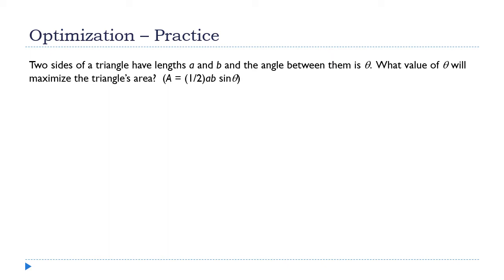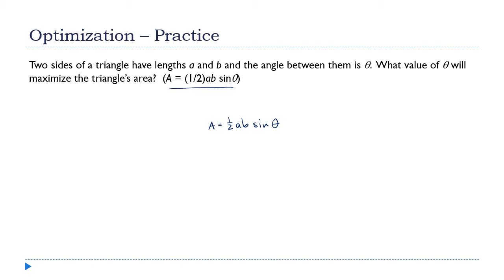All right, so what are we doing here? We're trying to find the value of theta that maximizes the area of a triangle. So let's see. I have this formula: area equals 1/2 AB sine theta. And this sine theta is the only thing that's changing. A and B are going to be constants. We're going to let theta change, and I want to find the value of theta that gives us the greatest area.